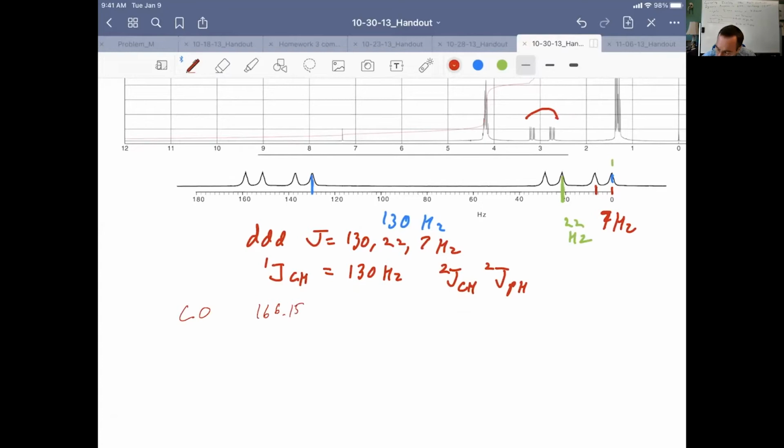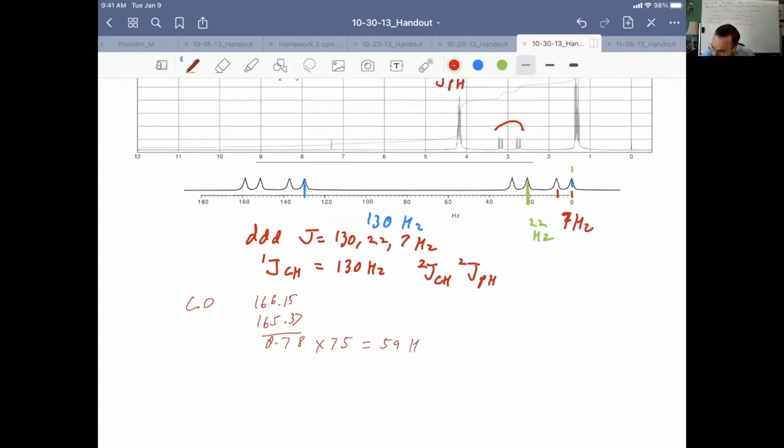and 165.37. I take that difference, and it's 0.78. And I multiply by 75 hertz per ppm, and I get 59 hertz. And I go ahead and take our distance of 1 to 3. And that's 0.08. And so that's 6 hertz. Oops.